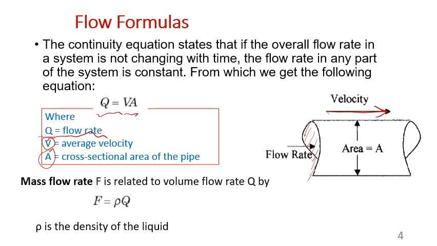Now, how about mass flow rate? Mass flow rate is different, because it has a relation with the flow rate. The mass flow rate, which is given as F, can be related to the flow rate as F equal to rho into Q, where rho is the density of the liquid. So that means the mass flow rate considers the factor of the density of the liquid.